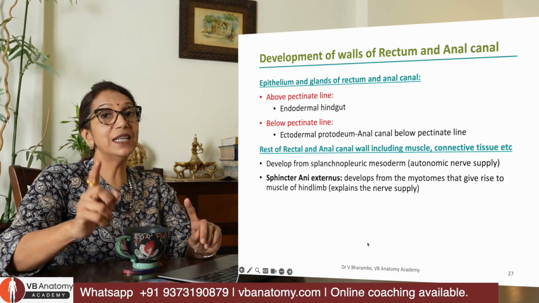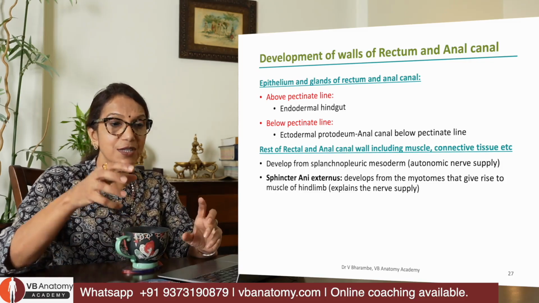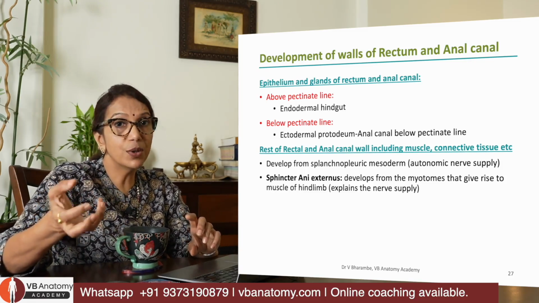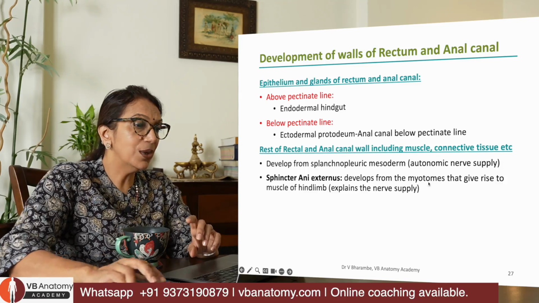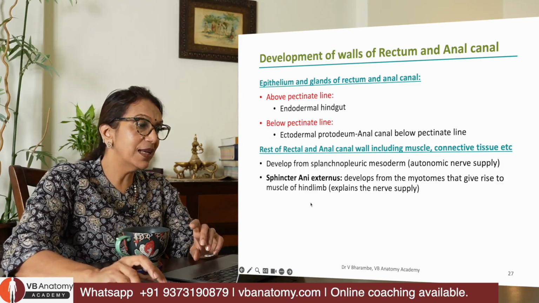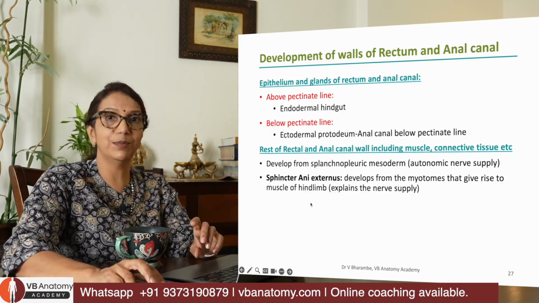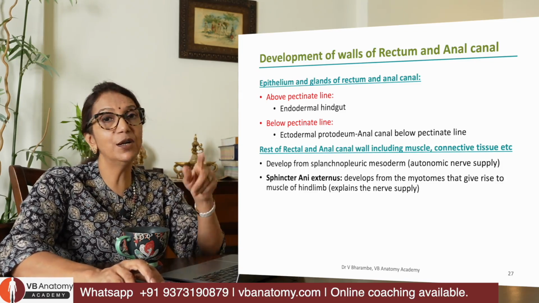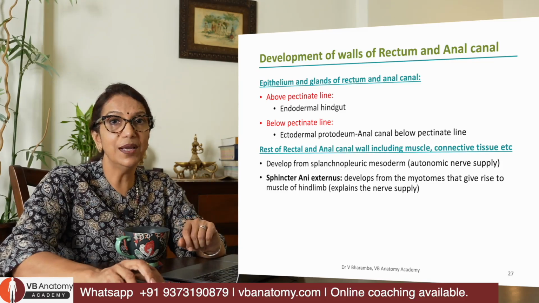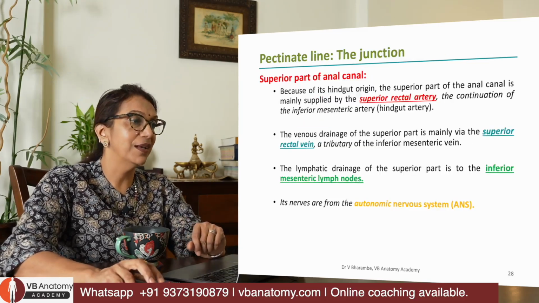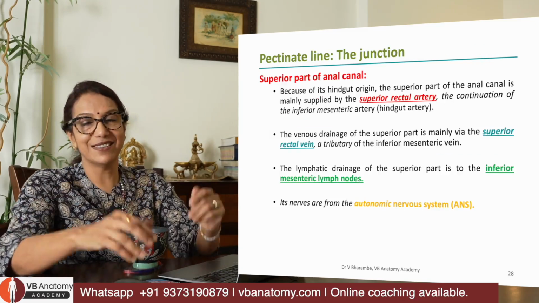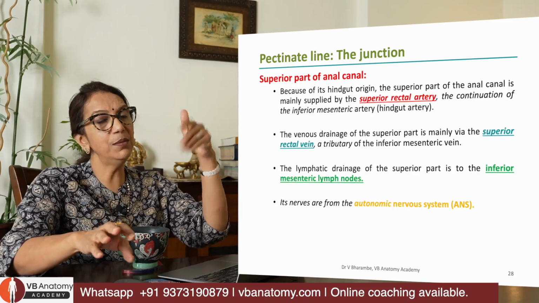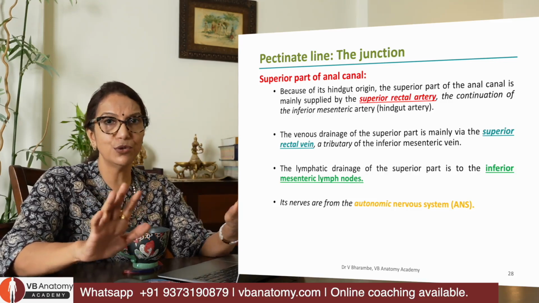Just remember the sphincter ani externus, the sphincter that controls to a great extent the defecation, I am sure you know that. This develops from myotomes that give rise to muscles of the hind limb. So, this explains how the inferior rectal nerve comes here to supply. Okay, think about it. Right. So, let us do that correlation. Pectinate line is our junction. Above endoderm, below ectoderm. We have understood that much.